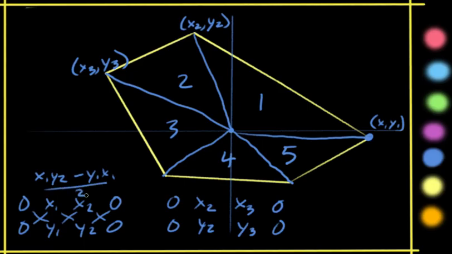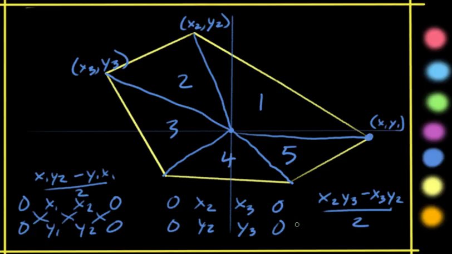x1, y2 minus y1, x1, all divided by 2. And over here, you'll get the same thing, but with 2 and 3 instead of 1 and 2, right? So that'll be, I didn't leave myself much room, maybe I'll write it over here, x2, y3 minus x3, y2, all divided by 2.